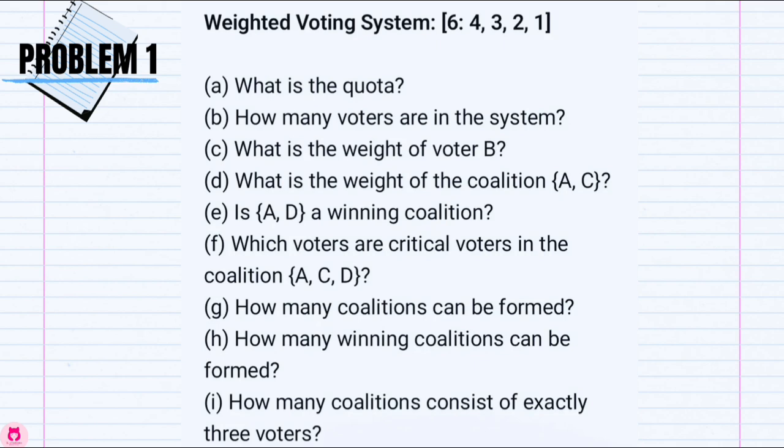So now let's proceed to our problem 1. A weighted voting system is given by 6, 4, 3, 2, and 1. And we need to find what is the quota, how many voters are in the system, what is the weight of voter B, what is the weight of the coalition A and C. Is A, D a winning coalition? Which voters are critical voters in coalition A and A, C, D? How many coalitions can be formed? How many winning coalitions can be formed? How many coalitions consist of exactly 3 voters?